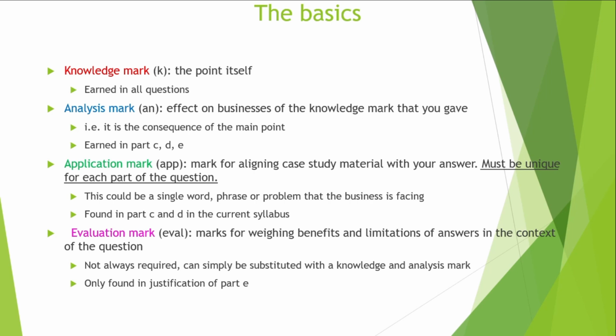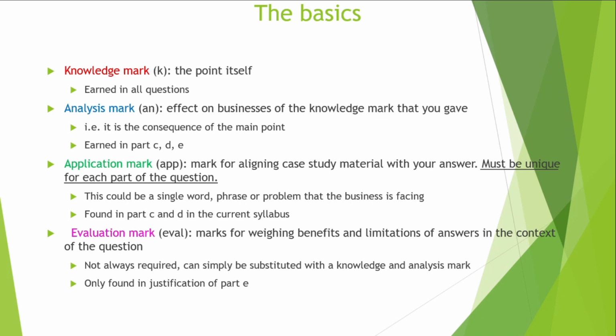This should be different for every single question type. Let's start with the most simple, the knowledge mark. This is the point itself. In each and every question from A to E, you shall find one of these. It is either the easiest or the hardest to score, depending on how much you revise, because really, this is the only place you have to revise to get this point. It is the knowledge itself. Like, for example, if you say a franchise, that's a knowledge point.